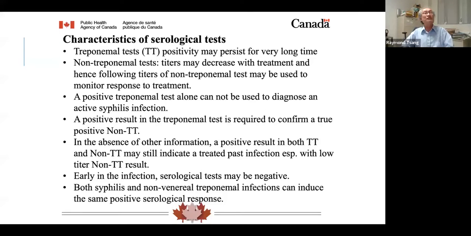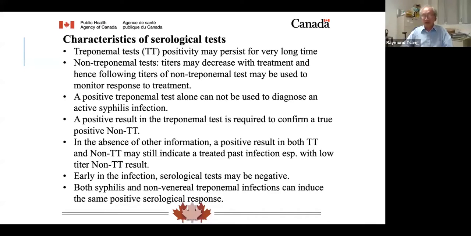Characteristics of serological tests include that Treponema test positivity may persist for a very long time. And in non-Treponema tests, the titers may decrease with treatment, and therefore following the titer in non-Treponema tests can be used to monitor response to treatment. A positive Treponema test alone cannot be used to diagnose an active syphilis infection. A positive result in the Treponema test is required to confirm a true positive non-Treponema test result, such as an RPR or VDRL result.